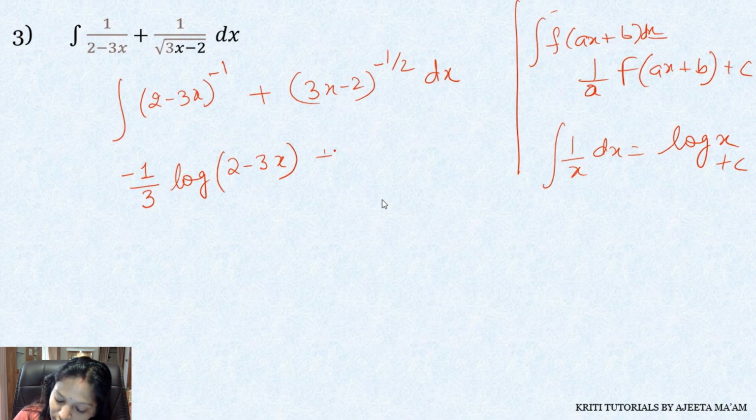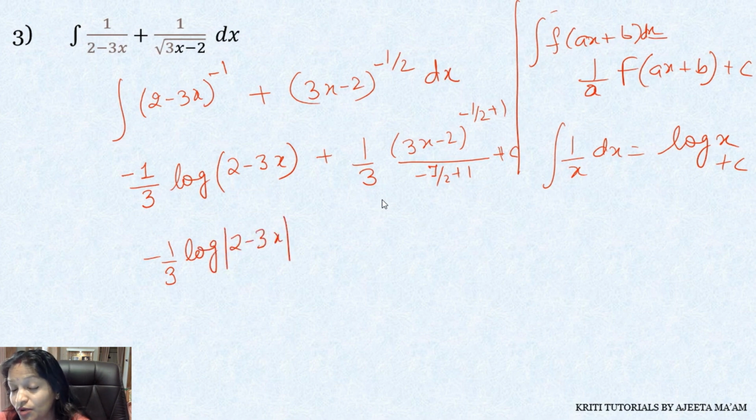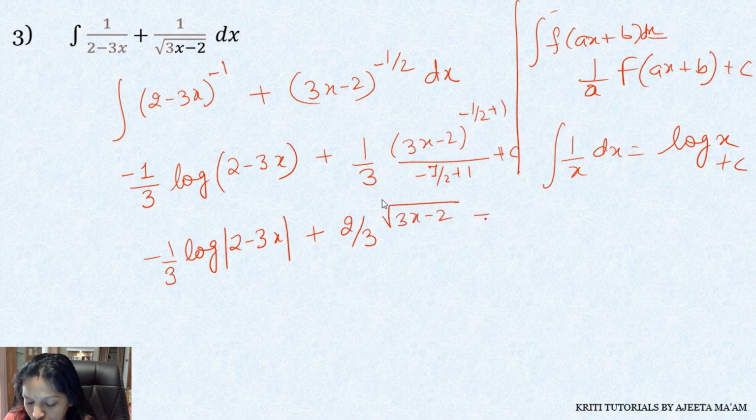Now here again, what is a? 1 upon 3. So here what do you get? 3x minus 2 raised to minus half plus 1, divided by minus half plus 1, plus c. Now let's simplify it more. So minus 1 by 3 log of 2 minus 3x, and minus half plus 1 is half. So we get here 2 by 3, and here we get under root 3x minus 2. So this is our final answer, right?